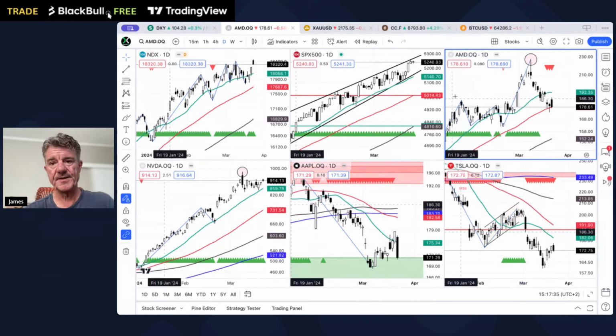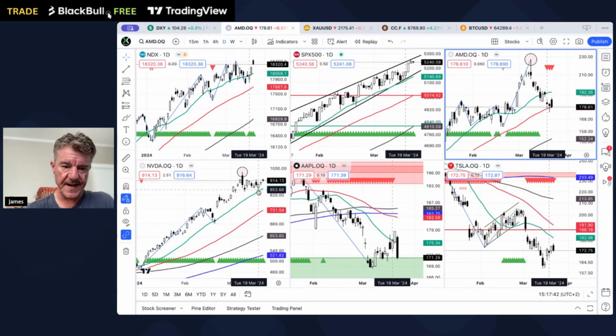However, there is demand. The numbers have been fantastic. There's still a lot of hype around. We're not seeing any weakness in NVIDIA. Notice the 20-period moving average.